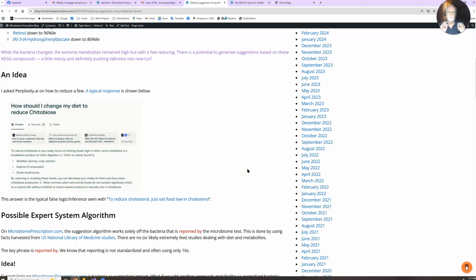Now, the problem is Perplexity, and most AI large language models, will come up with things using a form of false logic or inference. And we actually see in classical medical studies the same thing was believed for a long time until studies showed it was false, which is that to reduce cholesterol, just eat foods low in cholesterol. It turns out it doesn't make much difference if you eat high or low cholesterol food. It's other foods you eat which are transformed to cholesterol, which is where the problem is.